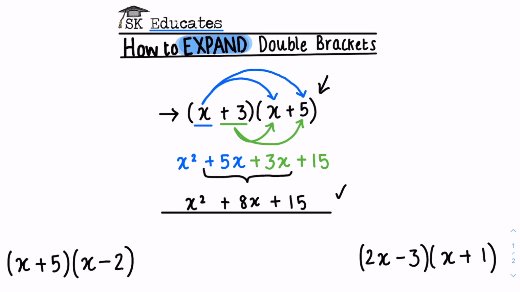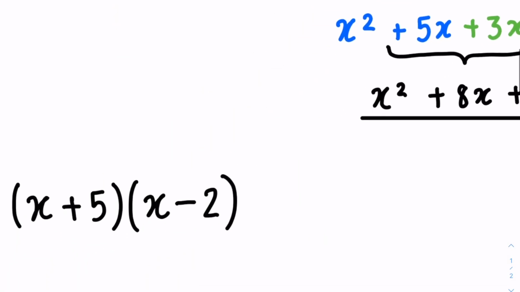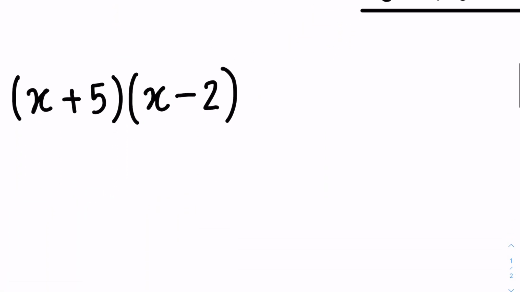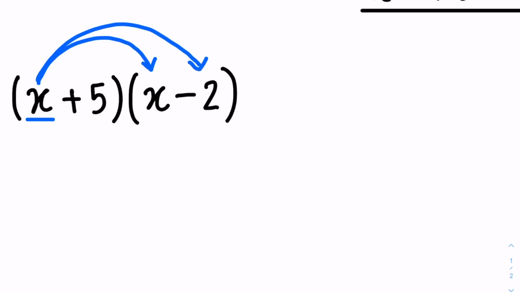For the next example, I do recommend pausing the video, trying it yourself and then comparing it to my work. Here we have (x + 5)(x - 2). Again, take your first term, which is an x, multiply it by the x here, and by the minus 2 here. x multiplied by x gives you x squared. x multiplied by minus 2 gives you minus 2x.